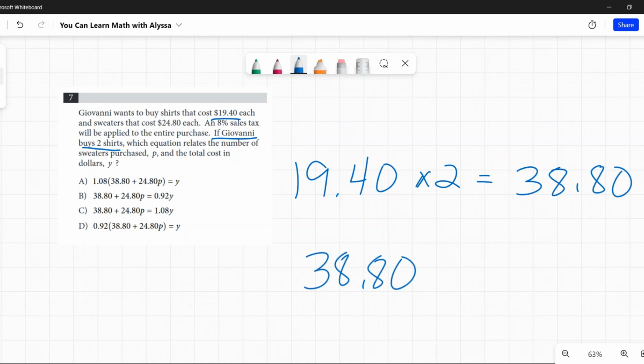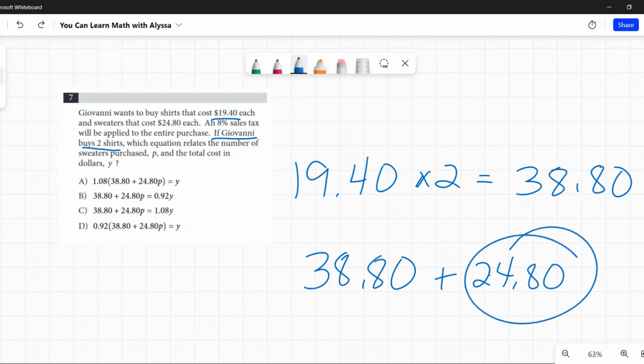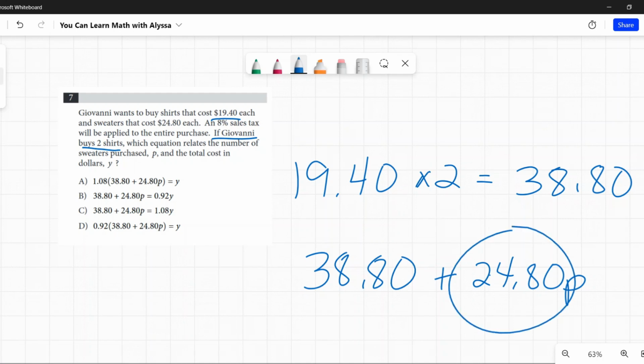But then he also bought sweaters. And we don't know how many sweaters he bought, but we know each sweater cost $24.80. Now up here, we took that amount of cost of a shirt and we multiplied it by 2. Down here, we have the cost of the sweater and we're going to multiply it by how many sweaters he bought. We don't know how many sweaters he bought. They said it was an unknown number. Who knows how many sweaters Giovanni bought? It's a mystery. So it's multiplied by P, this unknown number. However many sweaters he bought, we multiply it by the price of a sweater, $24.80.